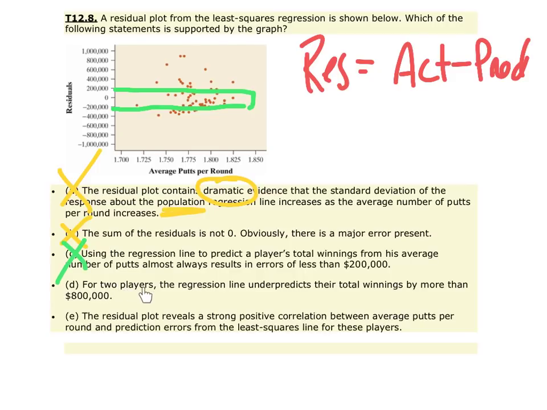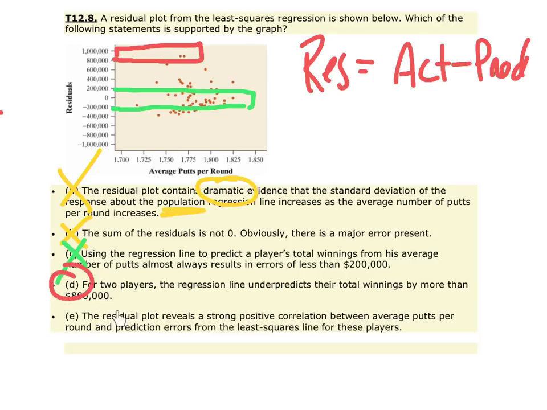D, for two players, the regression line underpredicts their total winnings by more than 800,000. So underpredicts would say this. If you underpredict, the prediction is going to be a smaller number than the actual, so we're looking at positive values. How many of them are above the 800,000 line? If you look at that, there are two people above it, so this is a correct statement.